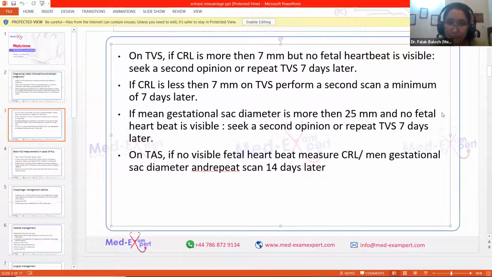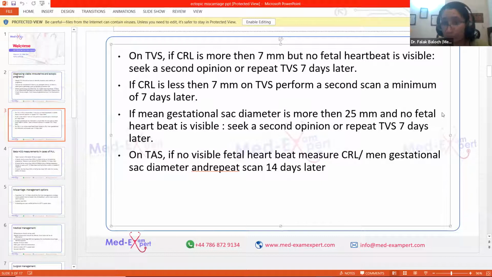Whenever we are doing a transvaginal ultrasound scan, if you see a fetal pole, we measure the crown rump length. If it is more than 7 millimeters, but a fetal heartbeat is not visible, we have two options. Either we seek a second opinion immediately or we repeat a transvaginal scan 7 days later. If we get the same findings in two scans, which means no fetal heartbeat, we diagnose it as a missed miscarriage. We cannot diagnose it on one scan. If the CRL is less than 7 millimeters on a transvaginal scan, we repeat a scan 7 days later. So this is how we diagnose miscarriage on the basis of CRL.